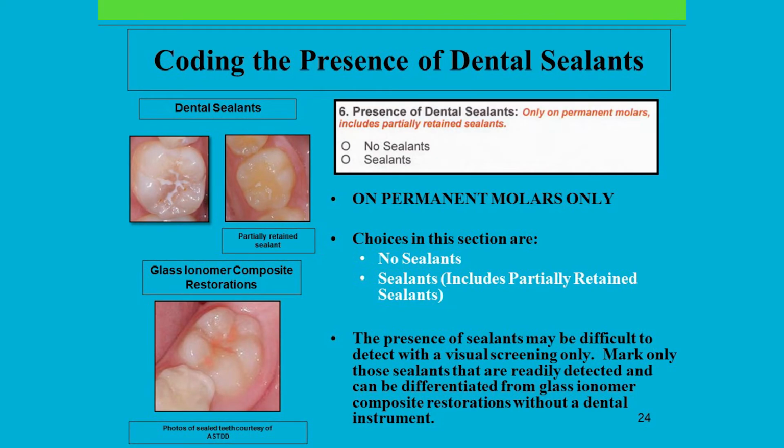The category of sealants is number 6 on the screening form. Only record sealants that are present on permanent molars. As you know, sealants come in many different shades, from clear to white to pink. Some are translucent and some are opaque. Use your best judgment. If you see a sealant and it is only partially retained, still mark sealants. Differentiate between sealants and glass ionomer composite restorations to the best of your ability without a dental instrument.